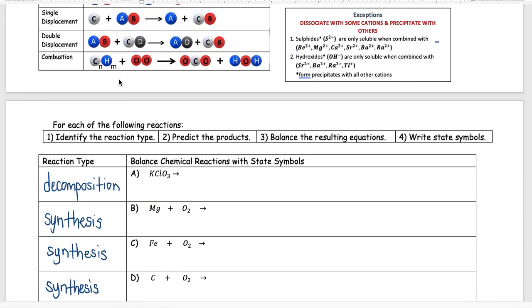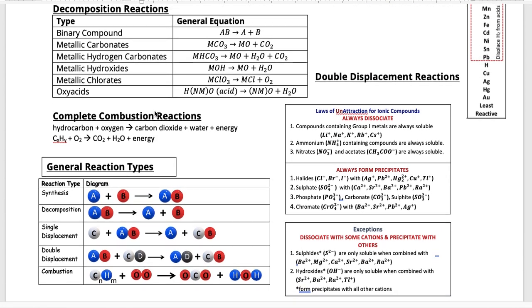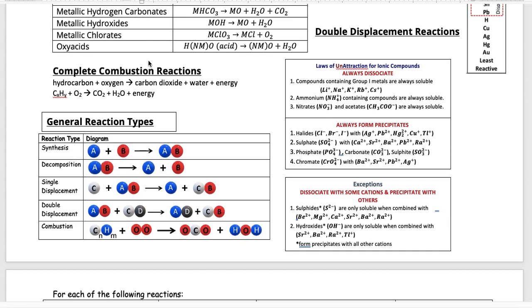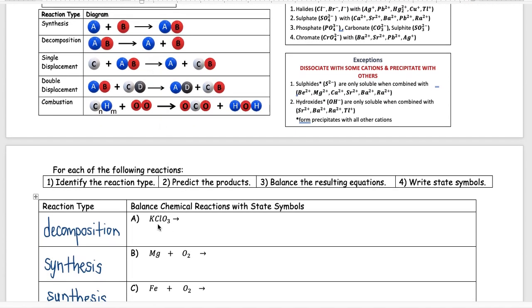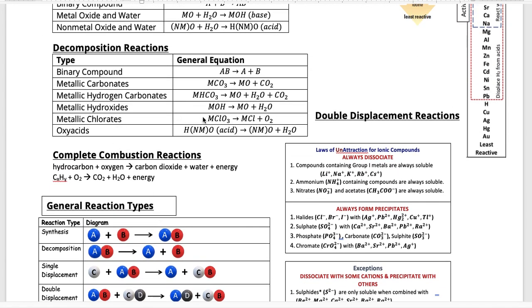So we're taking a look here as a review. We know it's one thing breaking into a bunch of pieces. So let's look in the decomposition box here. We have all these different types of decomposition. So we have KClO3, potassium chlorate. If we take a look here, we're going to see that potassium chlorate breaks into potassium, a metal chloride, and an oxygen.